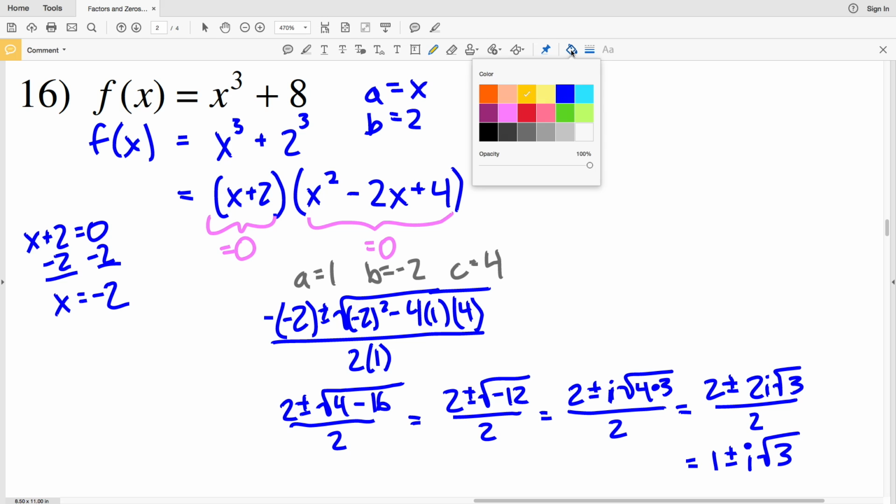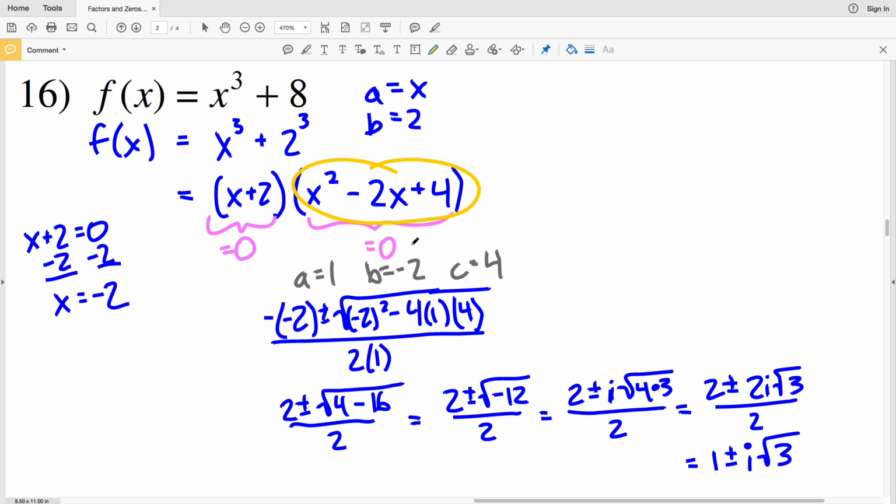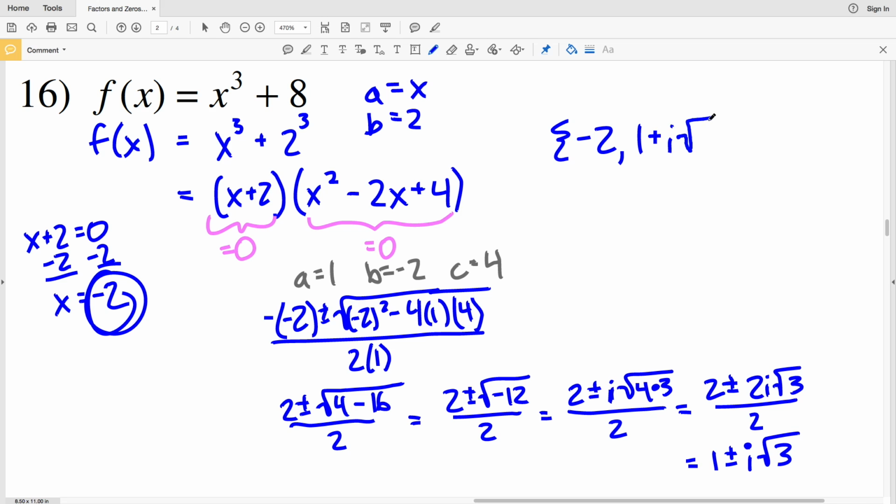However, that is only the zeros for this quadratic. So in total, my entire solution is the zeros for this polynomial and the zeros for this polynomial. So my solution is negative 2, 1 plus i times the square root of 3, and 1 minus i times the square root of 3.